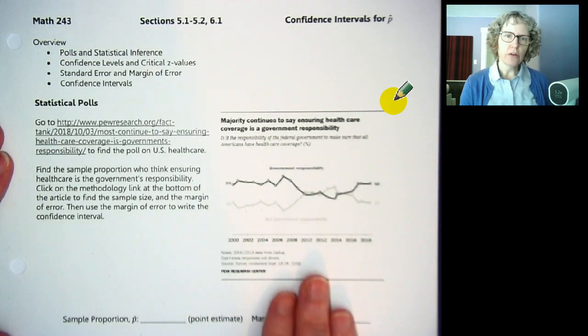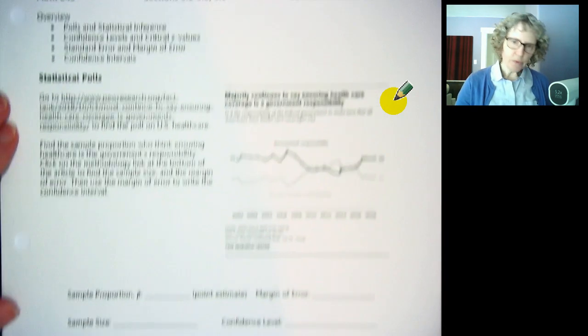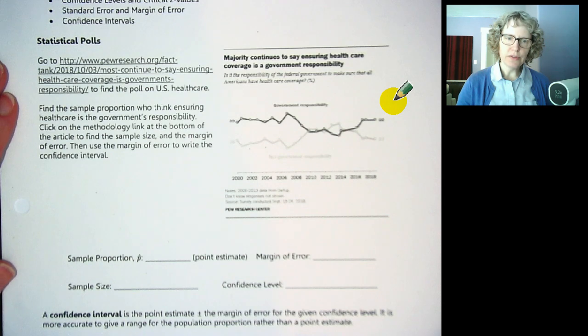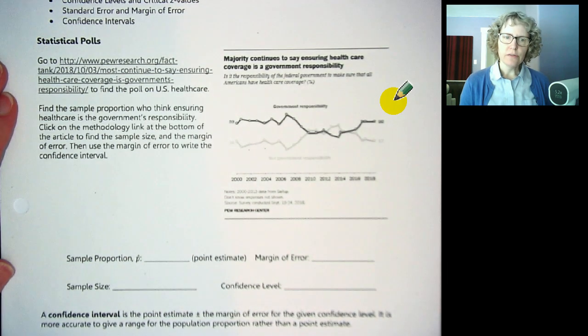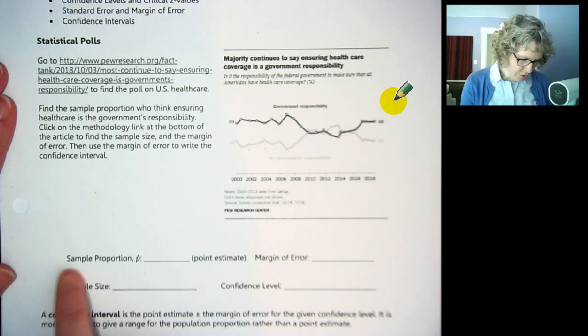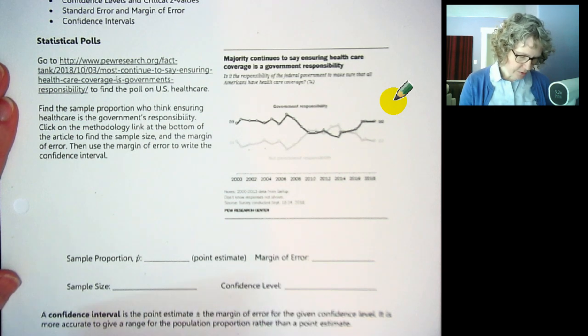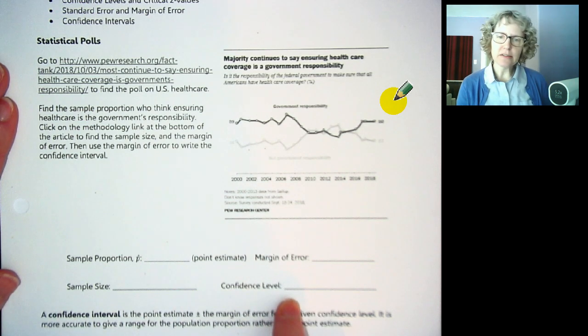This is that same shot right there. And these are the things that we need to understand. These are the important bits of information that we need to calculate confidence intervals. We need to know their sample proportion, their margin of error, their sample size, and their confidence level.